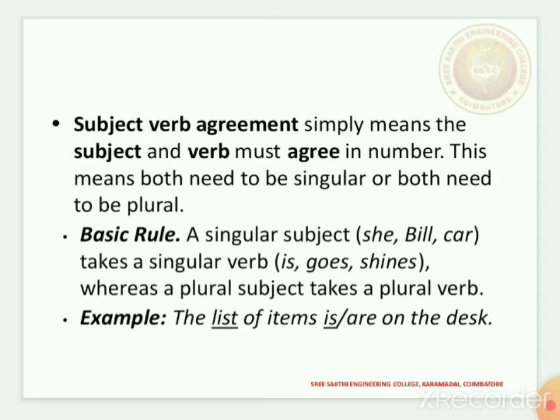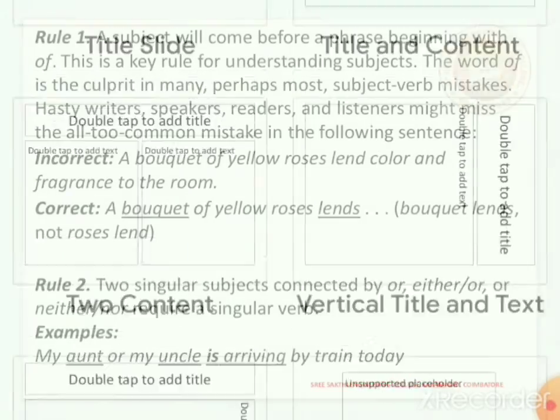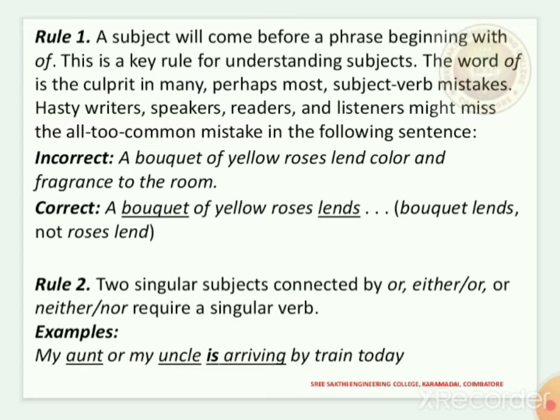The list of items is or are on the desk. Okay, so there are two options. One is a singular verb. The next one is a plural verb. So what comes? Obviously the list is a singular subject, so obviously the singular verb comes. So the answer is: the list of the items is on the desk. Okay, right. So there are some rules in subject-verb agreement.